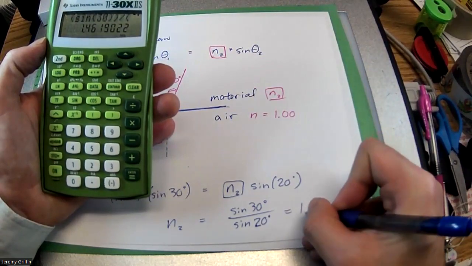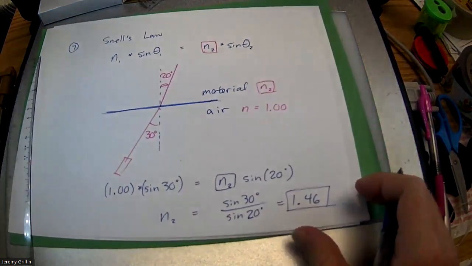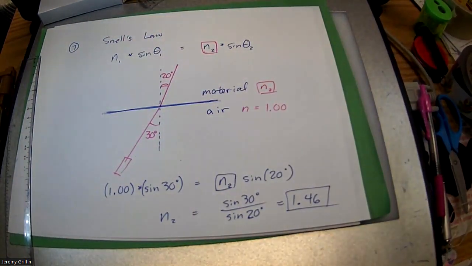1.46. Boom. Actually, that is pretty close to this glass plot. I think we were getting numbers in that ballpark, 1.5 something. Yeah, there you go.